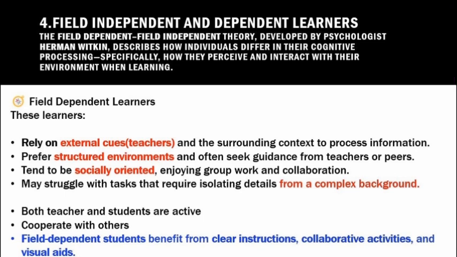The field-dependent and independent theory, developed by psychologist Herman Witkin, describes how individuals differ in their cognitive processing, specifically how they perceive and interact with their environment when learning. Field-dependent learners rely on external cues, teachers, and the surrounding context to process information. They prefer structured environments and often seek guidance from teachers or peers. They also tend to be socially oriented, enjoying group work and collaboration. The main point is they may struggle with tasks that require isolating details from a complex background.